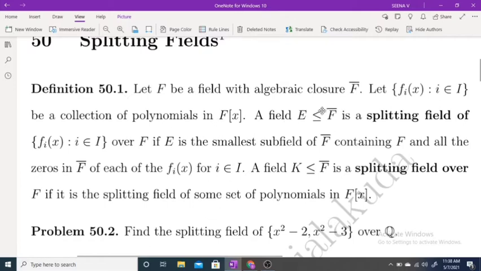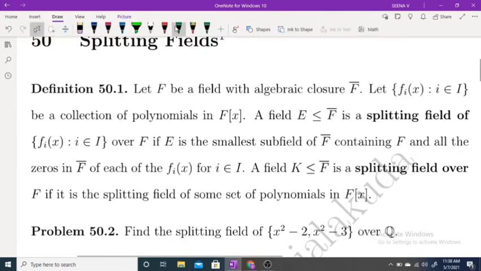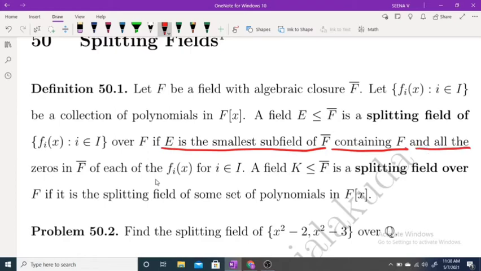A field E, subfield of F closure, is a splitting field of {f_i | i belongs to I} over F if E is the smallest subfield of F closure containing F and all the zeros in F closure of each of the f_i for i belongs to I. I am repeating.